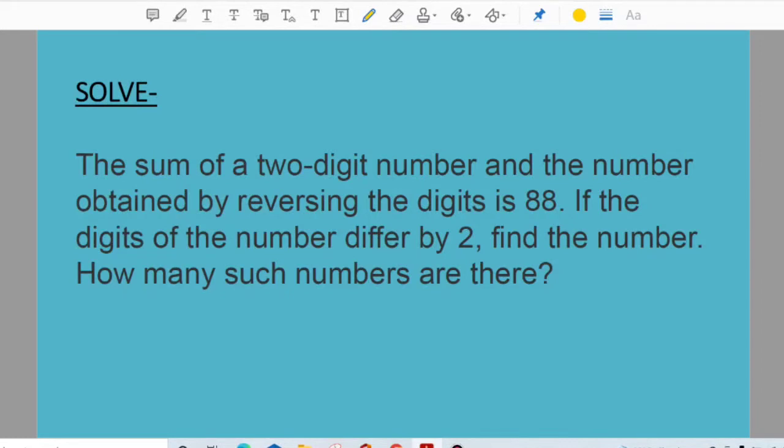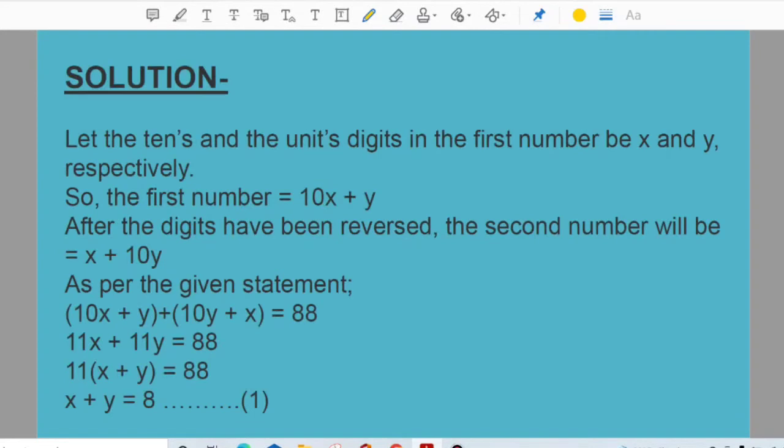So now what we are going to do is solve a question. The question says the sum of a two-digit number and the number obtained by reversing the digits is 88. If the digits of the number differ by 2, find the number. How many such numbers are there? In order to solve this question, we need to make two linear equations. Then only we can find the answer to this question.